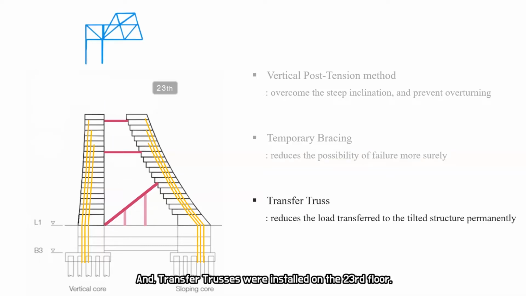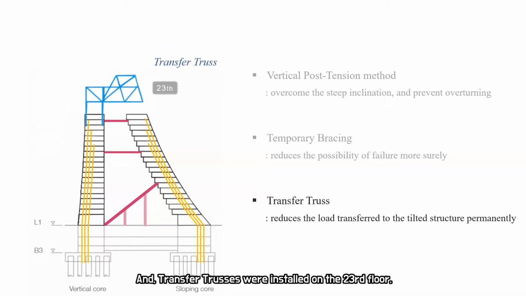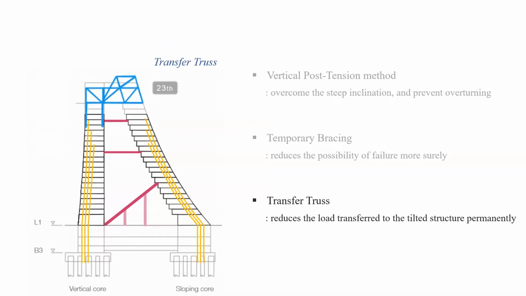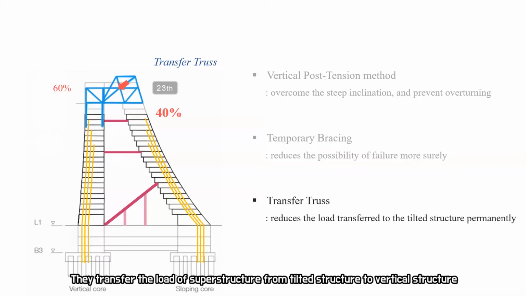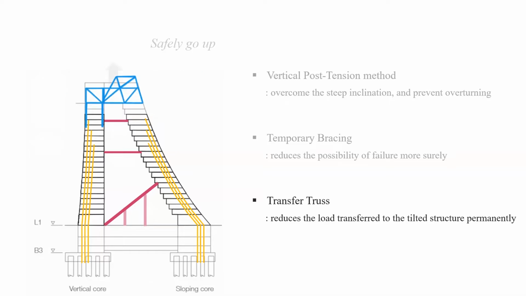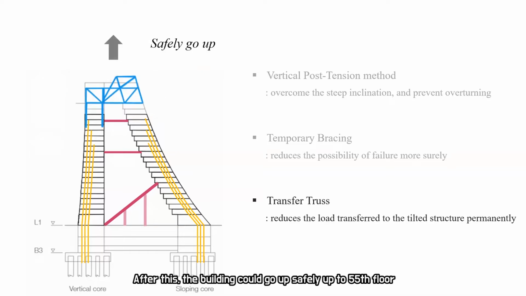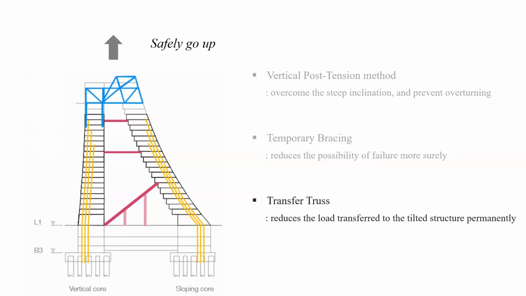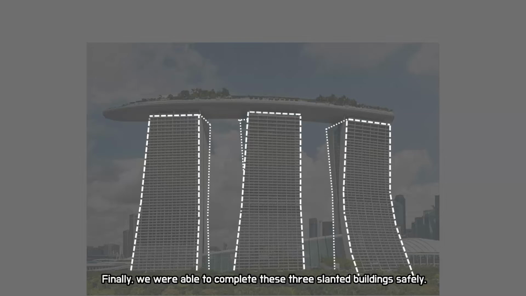And transfer trusses were installed on the 23rd floor. They transfer the load of the superstructure from the tilted structure to the vertical structure, reducing the load transferred to the tilted structure permanently. After this, the building could go up safely up to the 55th floor. Finally, we were able to complete these 3 slanted buildings safely.